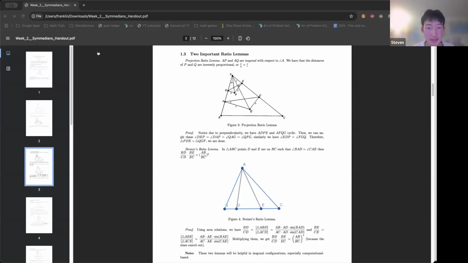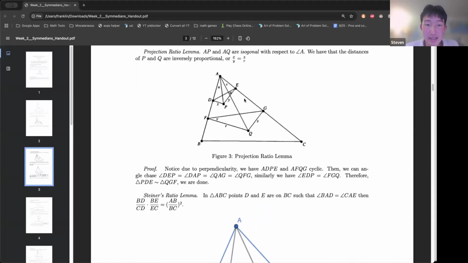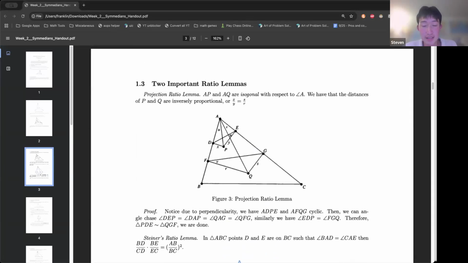So for example, the first one states that if you have two orthogonal lines, call them AP and AQ, and if you drop a perpendicular from P to the sides AB and AC, and call them PD and PE, and similarly, if you draw the projection of Q on AB and AC, and call them F and G respectively, and if PD equals X, PE equals Y, QG equals S and FQ equals R, you're going to have a really nice ratio out of nowhere: X over Y equals S over R.